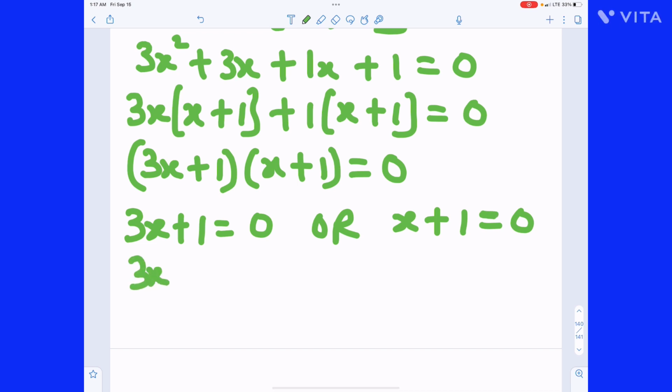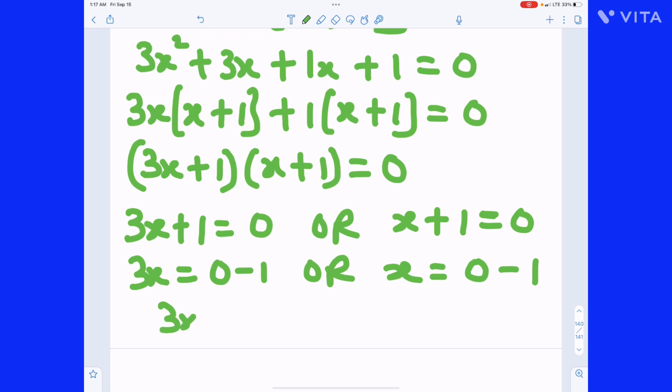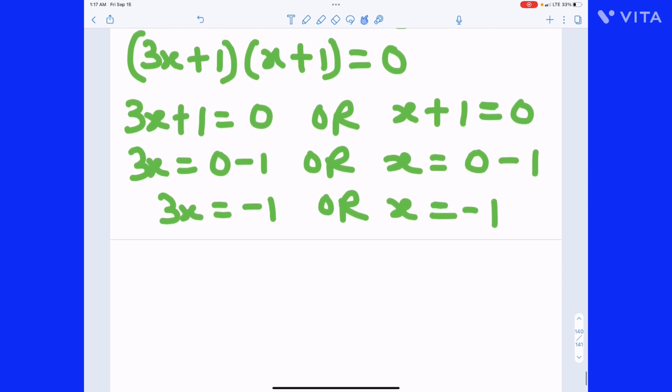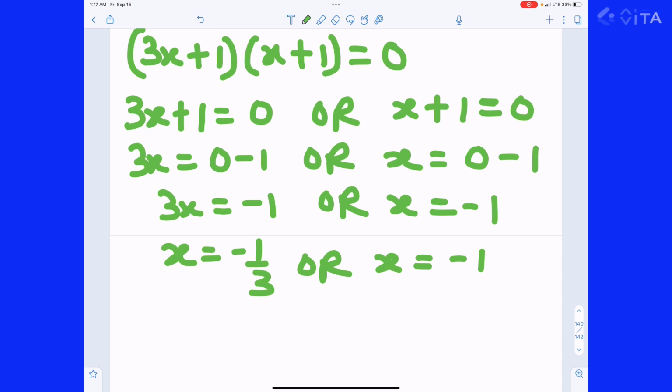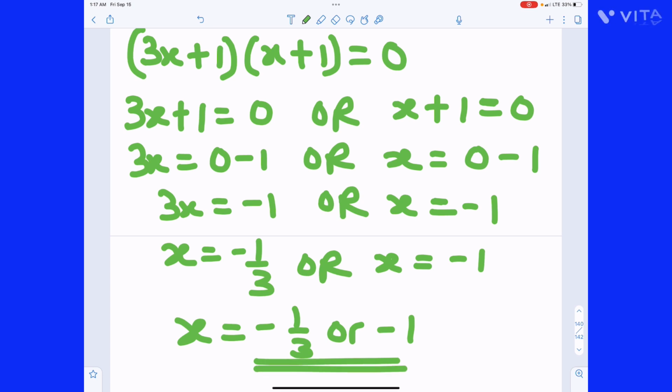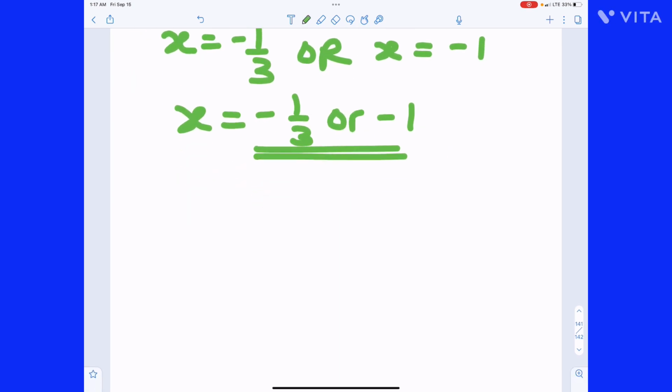That will be 3x is 0 minus 1, or x is 0 minus 1. So 3x is minus 1, or x is minus 1. This gives you x is minus 1 over 3, or x is minus 1. That's x is minus 1 over 3, or minus 1. So take note. That's number 29.